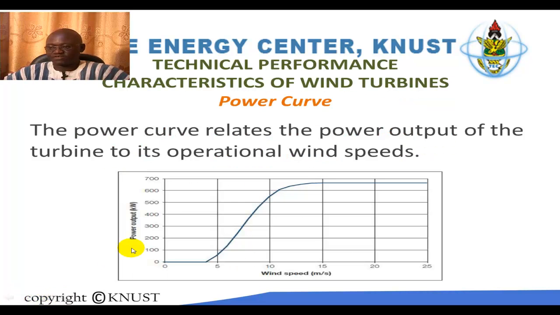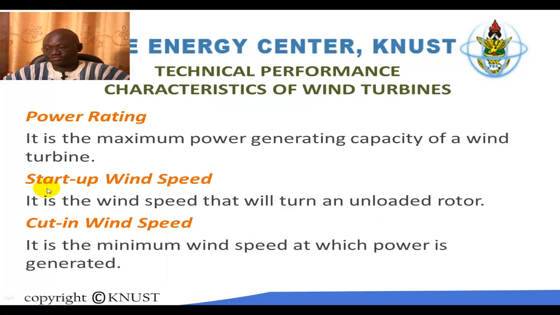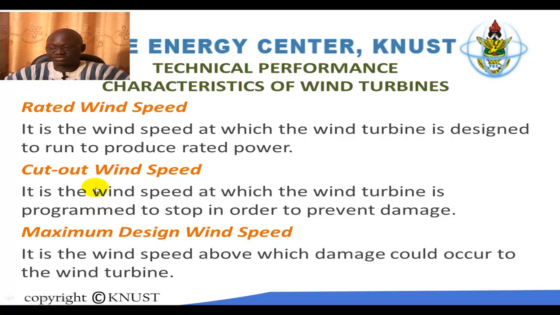So if I go back to the power curve diagram, you can see that the cut-in wind speed is about 3.5 to about 4 meters per second here. That is the wind speed at which the turbine begins to generate power. So that is the cut-in wind speed, the minimum wind speed at which power is generated by the turbine. Then we also have the rated wind speed.